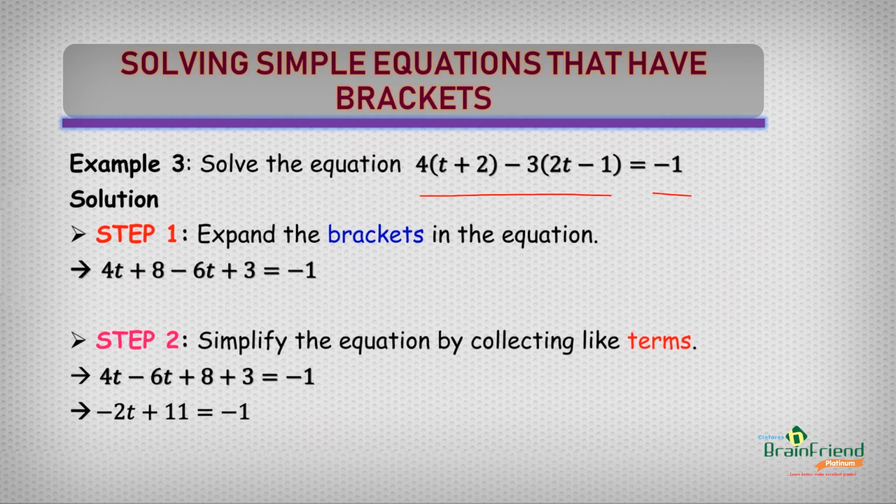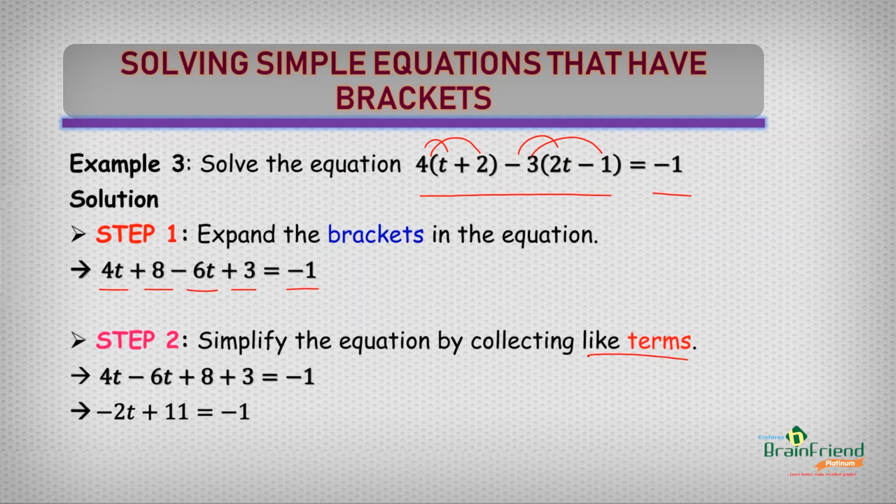Now, step 1, we expand the brackets. 4 will multiply t and 2 to give us 4t plus 8. And minus 3 will multiply 2t and minus 1 to give us minus 6t plus 3, which will now be equal to minus 1. Step 2, we will simplify the equation by collecting like terms.